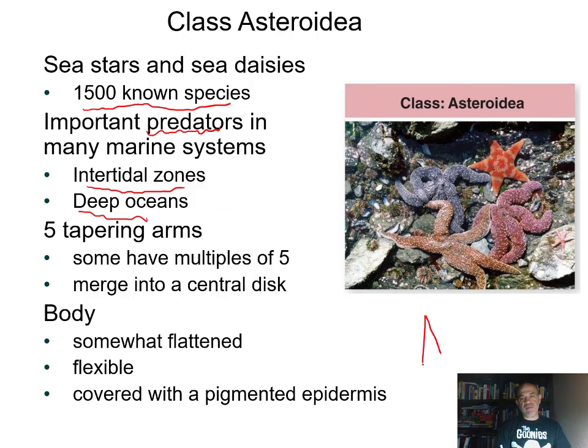They start off wide at the base, and then they taper out and get narrower towards the end. And that's not the case when you look at a brittle star. They don't do that. And they all merge onto the central disc area there. That's the region of the body there. The body's going to be flattened, and it's going to be covered with a colored or pigmented epidermis.